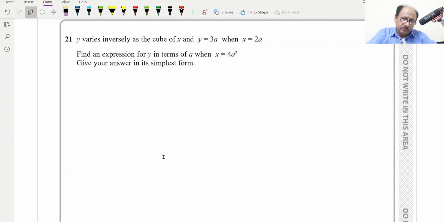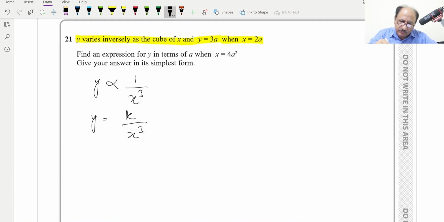Question number 21. y varies inversely as the cube of x, and y is equal to 3a when x is equal to 2a. So we can write this as y varies inversely as the cube of x, so y is equal to k over x cubed. Now we can use these values: y is equal to 3a when x is equal to 2a, so over (2a) cubed.